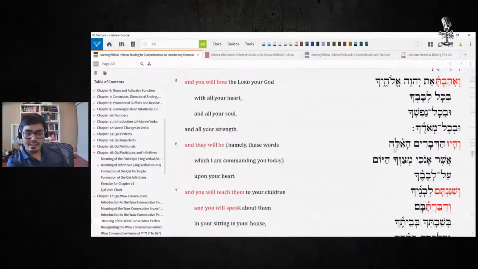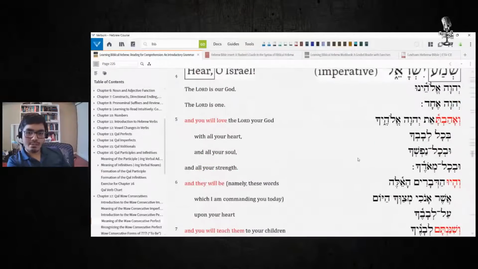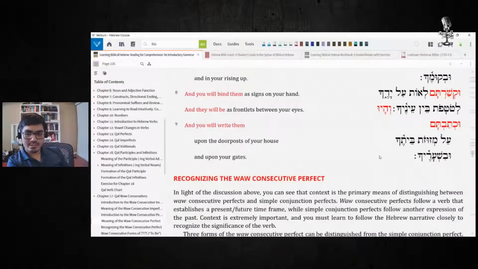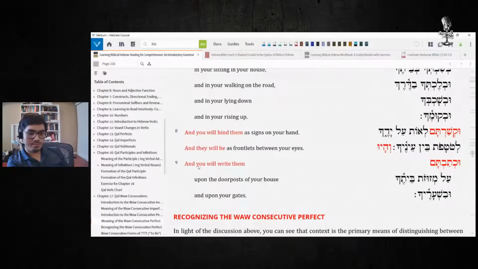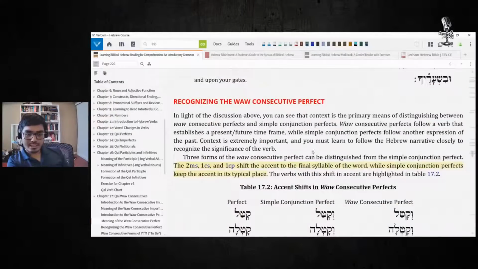Every vekatal in the Shema is expressing a command, but doing it in a non-imperatival way. Instead, they decide to use what would normally be considered an indicative form. And you will do this, roughly speaking.